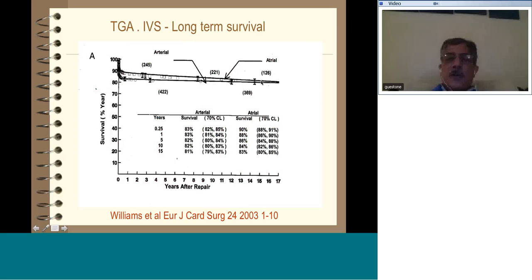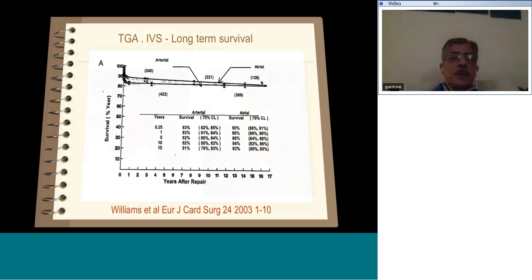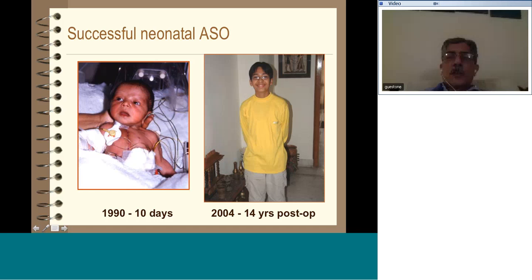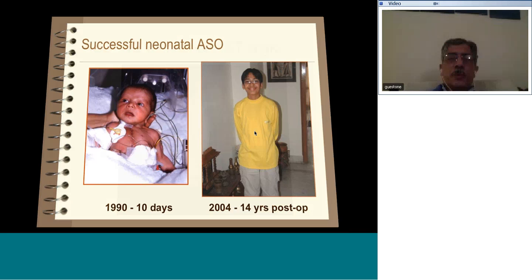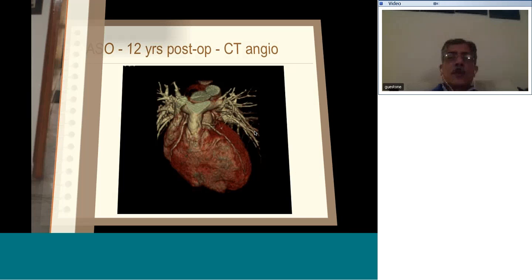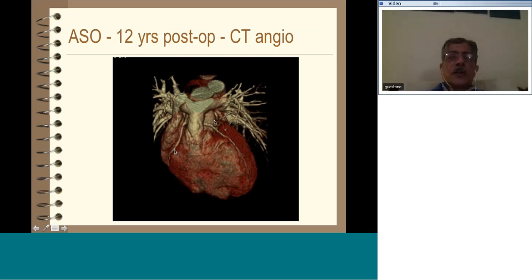This is a clinical picture to give you an idea. This is an arterial switch performed in a baby who was 10 days old in 1990, one of our patients. The same patient after 14 years, you can see, leading a fairly normal life. And that's what you see on a CT angio for post-operative follow-up. You can see this is a Lecompte maneuver, with the pulmonary bifurcation lying behind, and you can see the two coronary arteries neatly coming off from the neo-aorta.